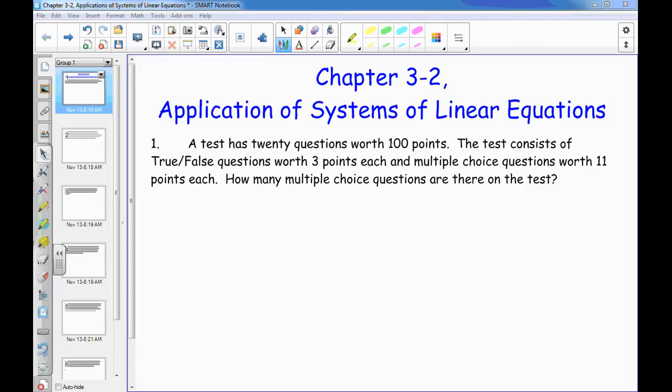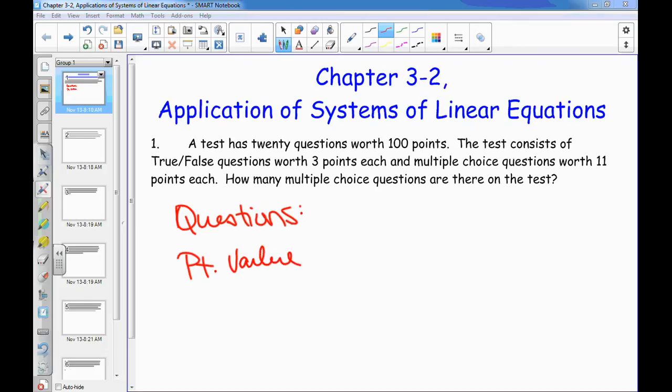All right. Number 1, a test has 20 questions worth 100 points. So tell me right now, what's the first topic we're going to be talking about? Test questions, okay? So we have the number of test questions, which is 20 questions, and then we have how much it's worth, which is 100 points, right? So we have 2 types of equations. The first type of equation I'm going to come up with is going to be the question equation. And then the second equation is going to be the point value, or the worth. Do you understand that those are the 2 types of equations that we have to come up with?